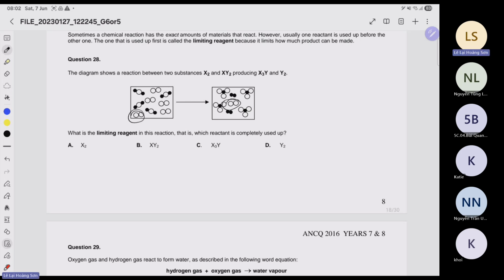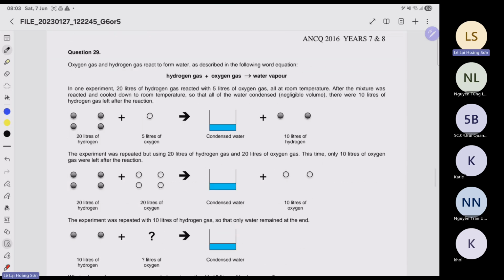The limiting reagent is the thing that will be used up completely. So it's going to be this molecule here. You see, we have no trace of that molecule after the reaction, so it's the limiting reagent. So it's going to be XY2, B. You have one atom and two atoms of the other element, so it's XY2. We have no trace of this compound after the reaction. It means the reactant is already used up.